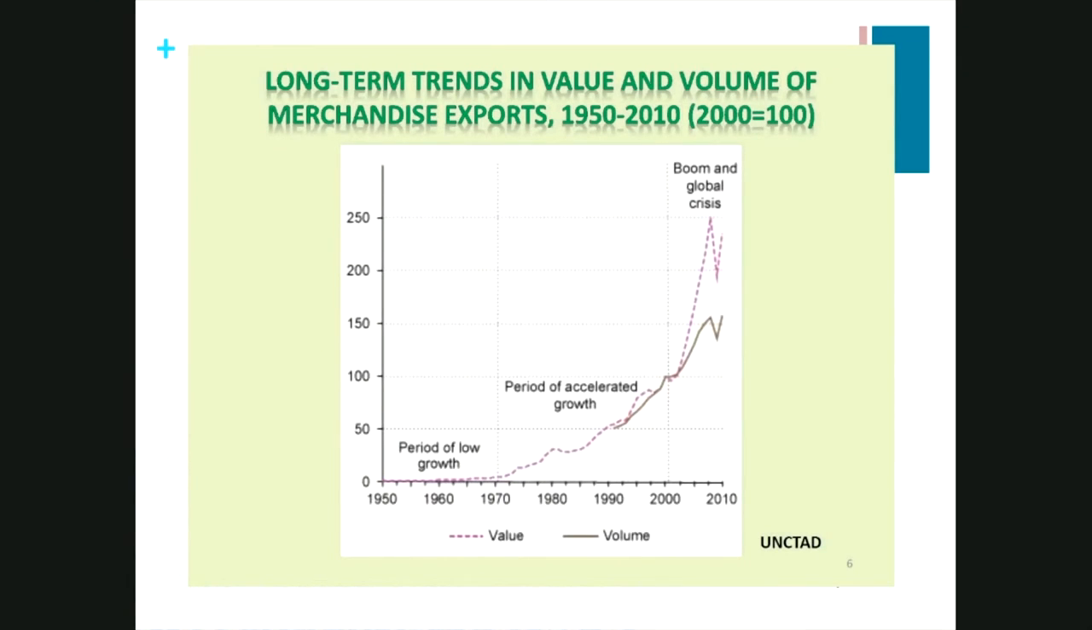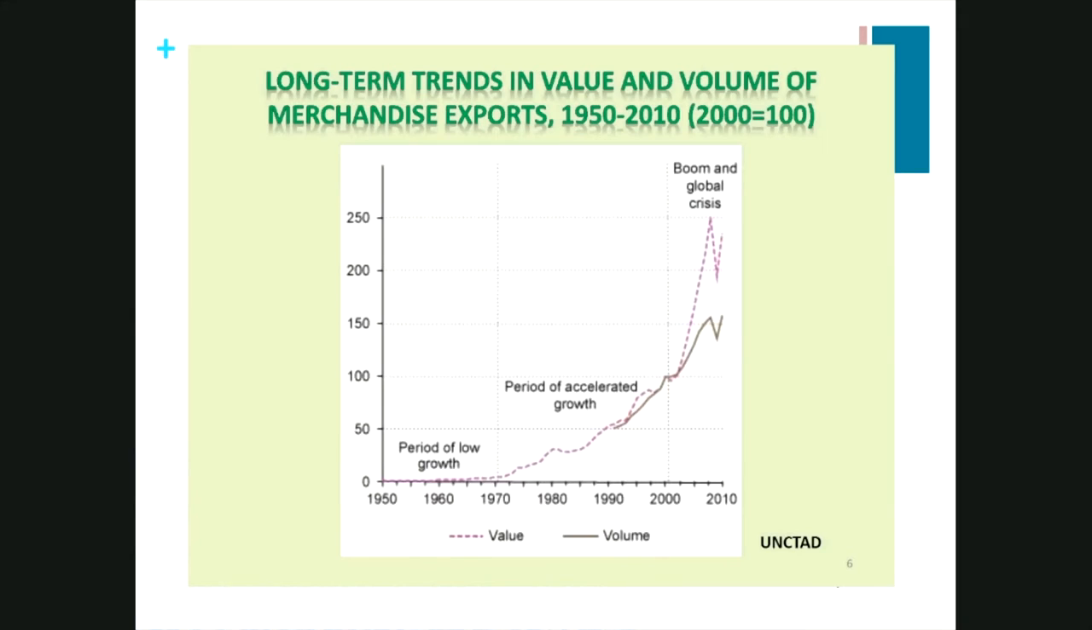The other interesting thing about this graph that I would like to point out is the drop that we see around 2008, where it's marked boom and global crisis. This was a period of extreme shock, the collapse of 2008 and 2009, the ramifications of which we are still living with today. This global crisis saw a significant drop in both the volume and value of merchandise exports. And we can see it was preceded by a very sharp rise. So we'll look at the causes of this global crisis and what it might mean for how we understand globalization.